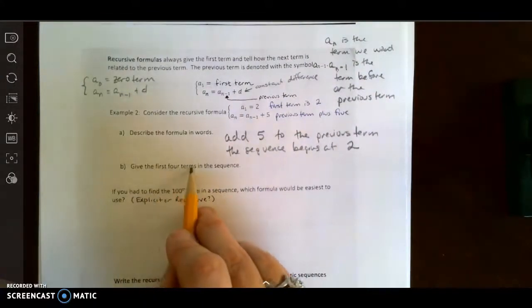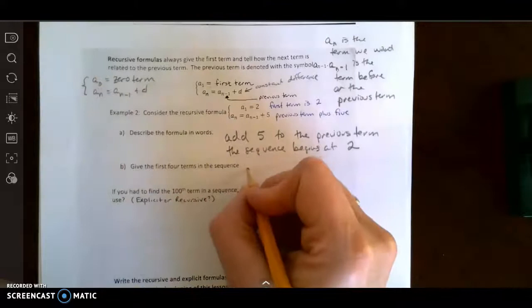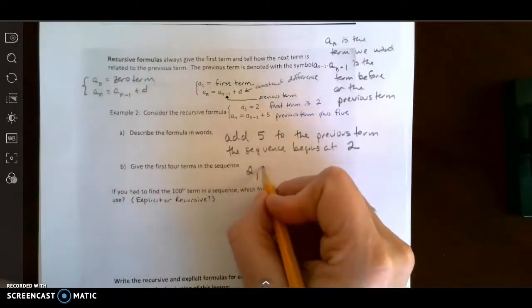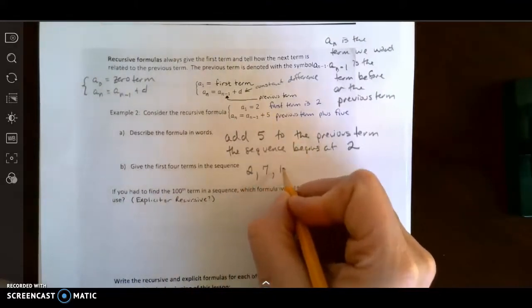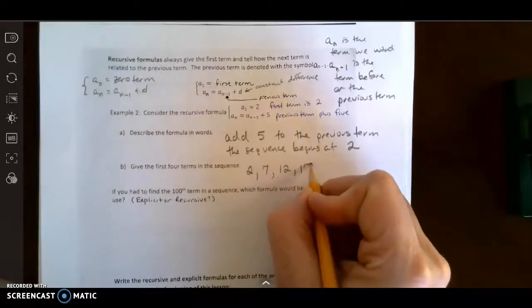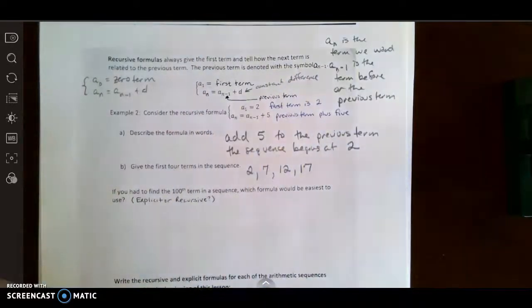Give the first 4 terms in the sequence. Well, the first term we know is 2. The next term would be 7. The next one would be 12. And the next one would be 17. All I did was add 5 to the previous term.